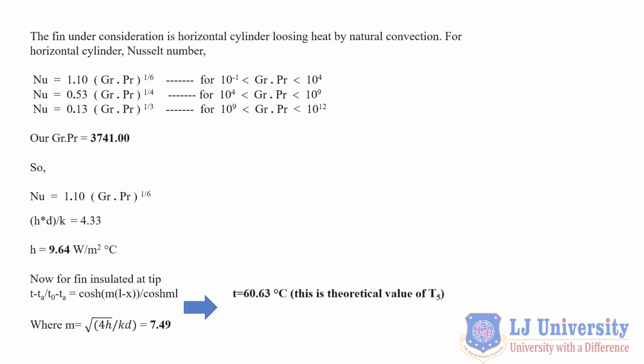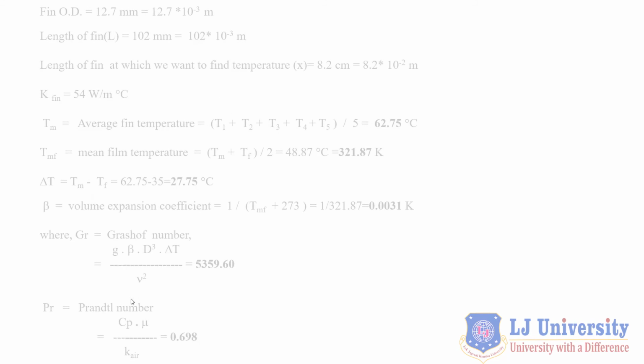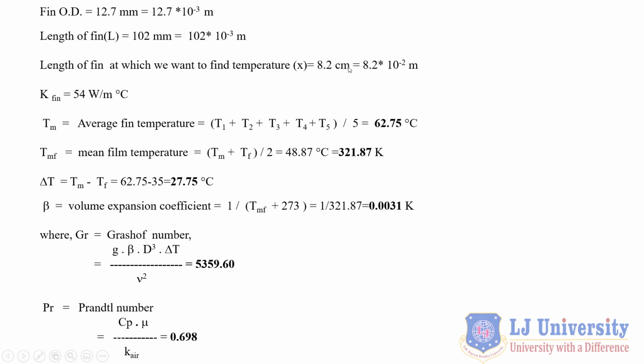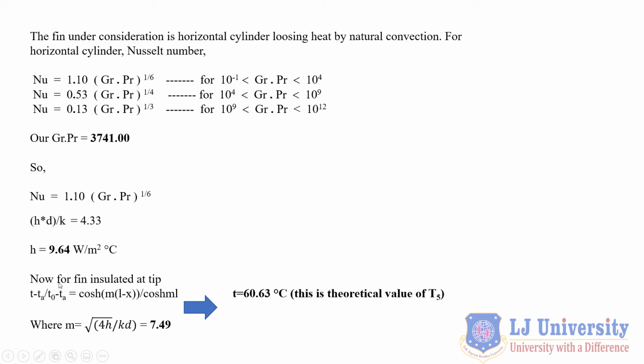Next, TA you already know, 35. We have the value of L, we have the value of X. X means the distance at which we want to find the temperature, which is 8.2 centimeters, equal to 8.2 into 10 raised to minus 2 meter. L means total length, which is 102 into 10 raised to minus 3 meter. Now if you put all these values, you will get T equal to 60.63 degrees Celsius. This is nothing but the value of T5 by theoretical.